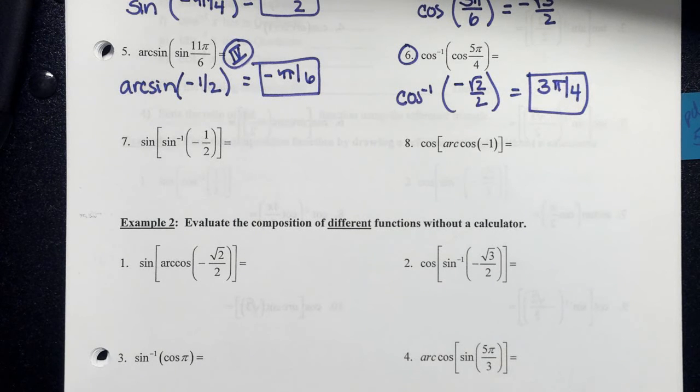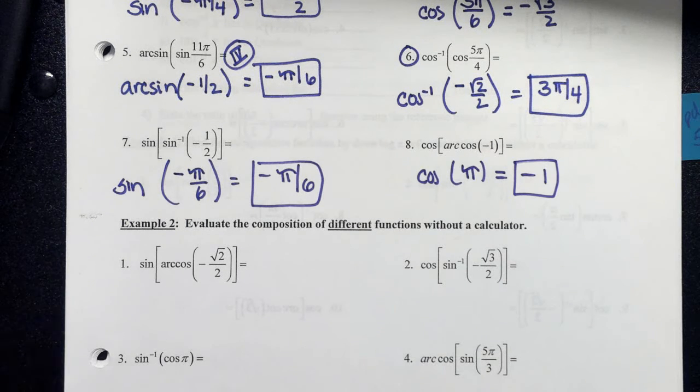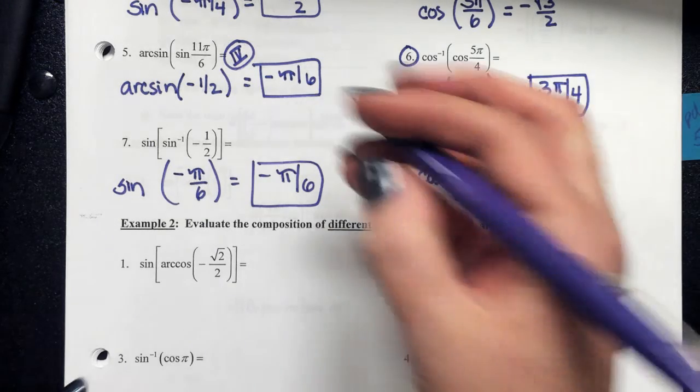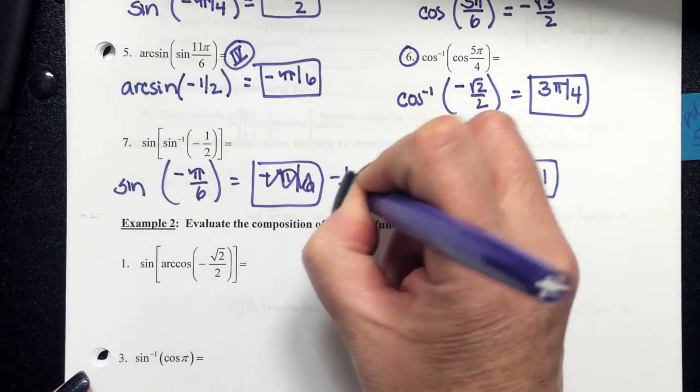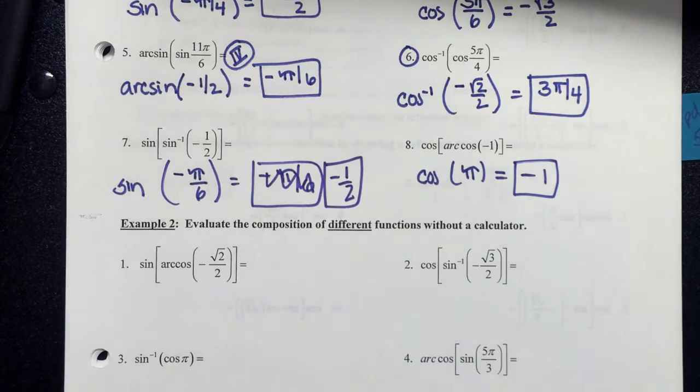So did we all come up with 3 pi over 4? All right, questions on that? You guys go ahead and try number 7 and number 8 for me. So what did you guys get for 7? Negative pi over 6. And then what did you get for, oh, it should be negative 1/2, I'm sorry. I didn't finish it. So number 7, you should end up with negative 1/2, correct?